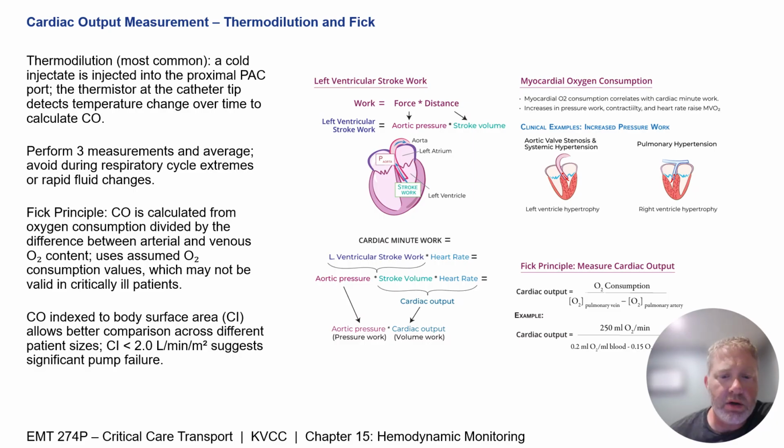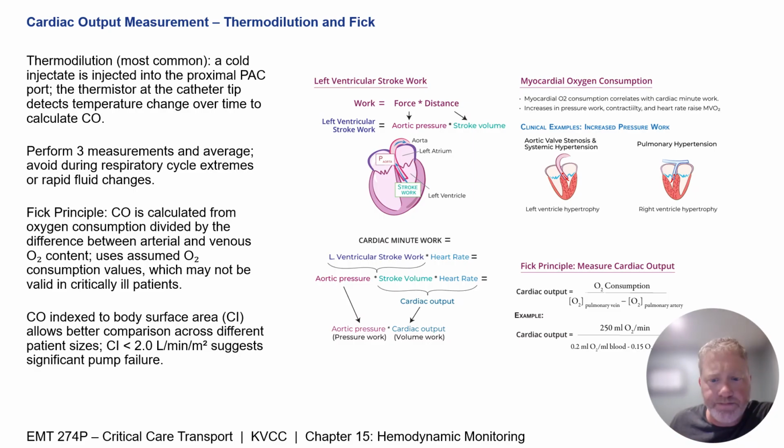So when we take a look at all the different lines that are placed and what their values symbolize, a lot of it goes back to the measurement of cardiac output. This slide here gives an illustration of the left ventricular stroke work, and then myocardial oxygen consumption, and how they relate to the Fick principle, which measures cardiac output.